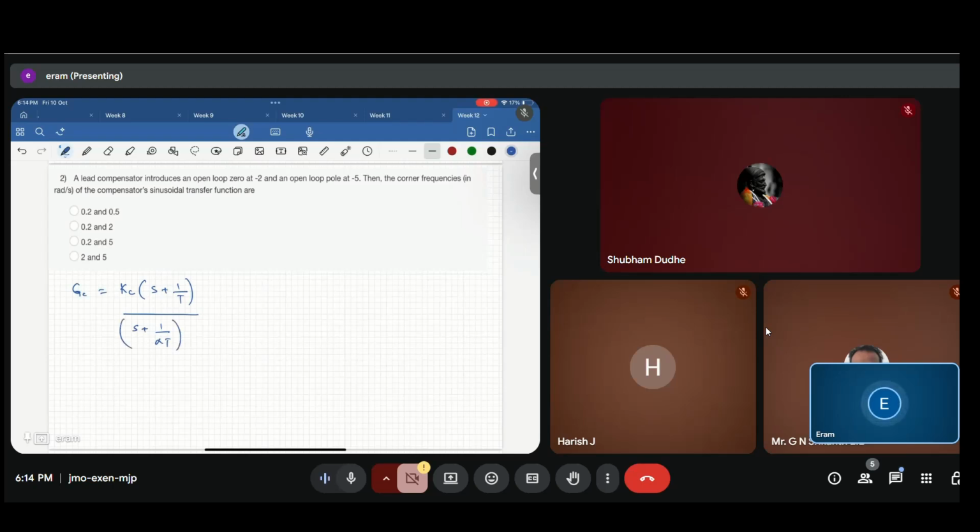And what are we given? We are given that we have a zero at -2. That means 1 by T is equal to 2. And we are given that we have a pole at -5. That means 1 by alpha T equals 5. Okay. So where will be the corner frequencies?